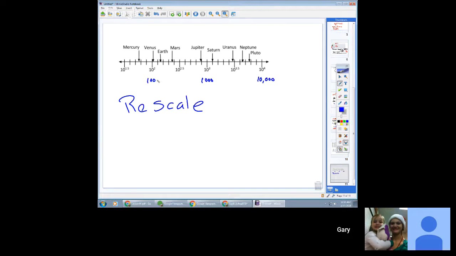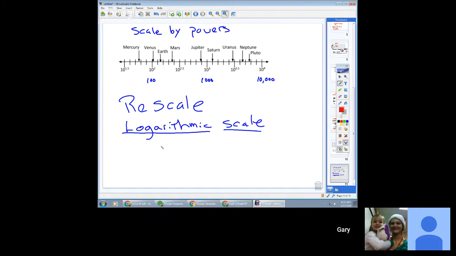This kind of scale here where we scale by powers, that's called a logarithmic scale. And what it does is it allows us to see certain figures on the same number line that we couldn't otherwise. We couldn't compare them otherwise, is what it allows us to do. And it's a powerful idea. It comes up in a lot of different places.